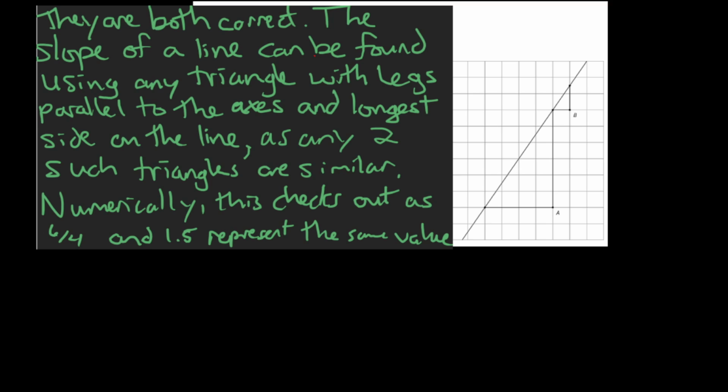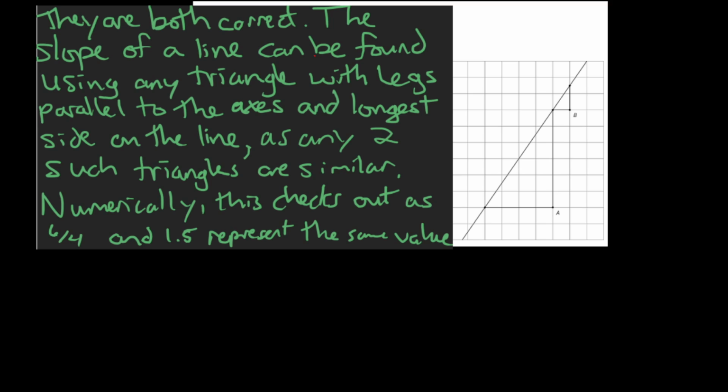So then I can say, well, actually they are both correct. The slope of the line can be found using any triangle with legs parallel to the axes and longest side on the line, as any two such triangles are similar. Or you could say numerically this checks out because 6 divided by 4 and 1.5 represent the same value. Just like we've been talking about with those similar triangles, the corresponding side length ratios are equivalent.